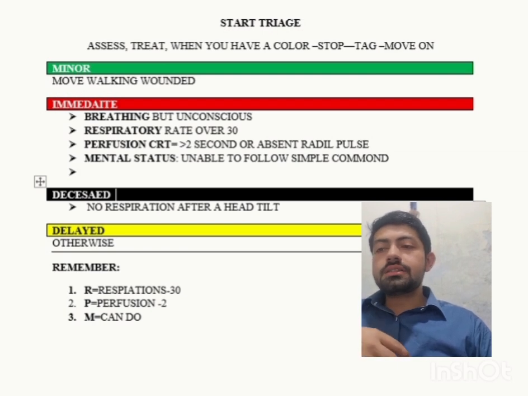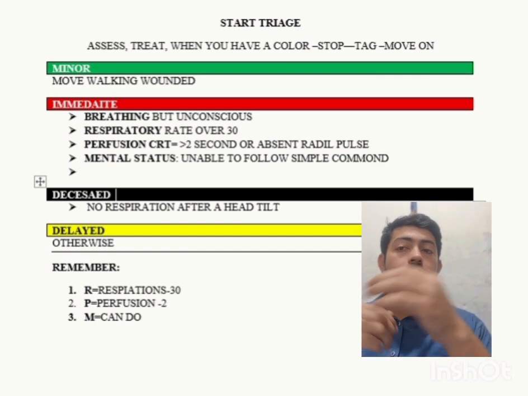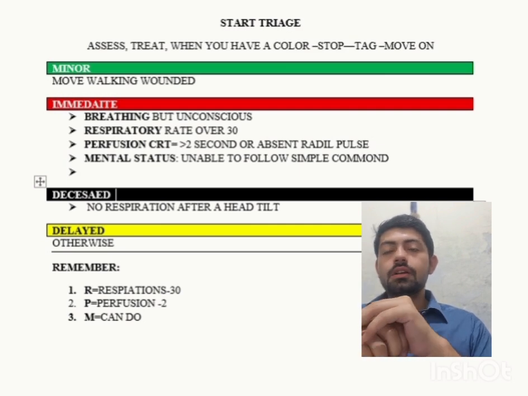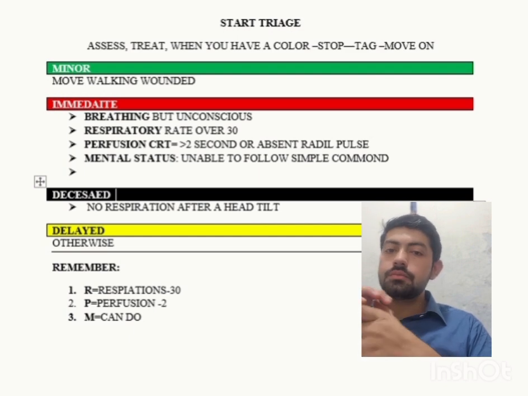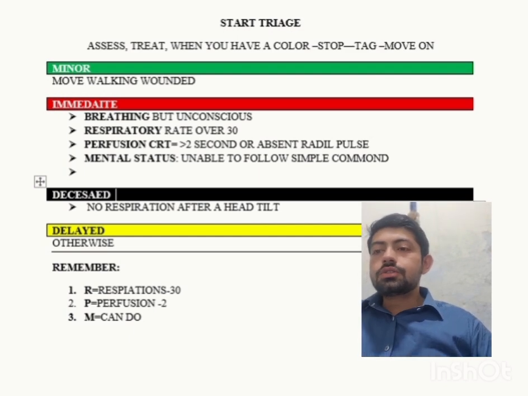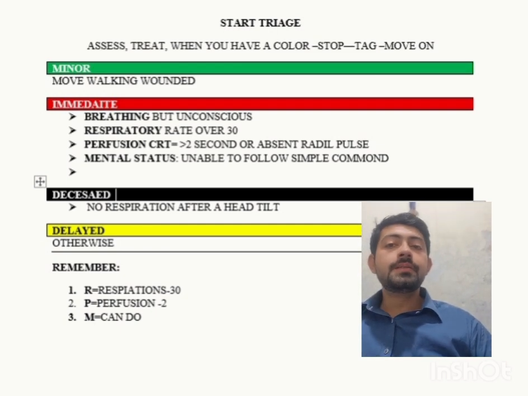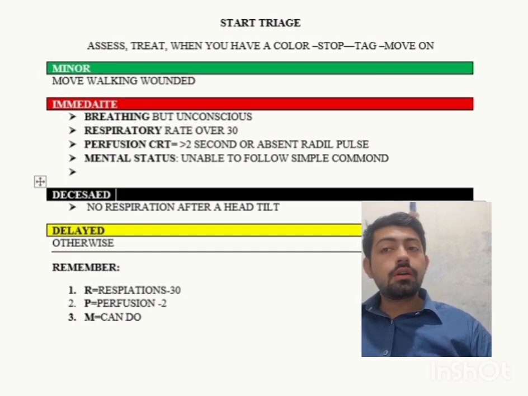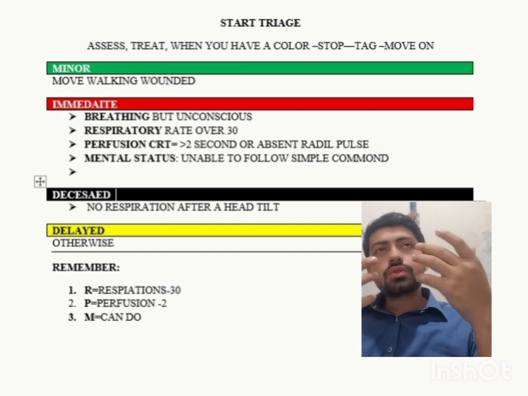The third thing is mental status. The rescuer or nurse checks whether the patient can follow simple commands or not. For example, you ask the patient, can you open your eyes? If he opens his eyes, he is following the command. If you ask him to squeeze your hand and he squeezes it, he is following your command. If the patient cannot follow simple commands, the patient is tagged red because altered mental status may indicate brain injury or poor oxygen supply to the brain.